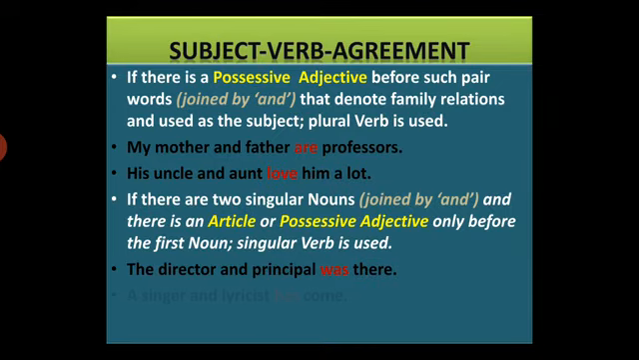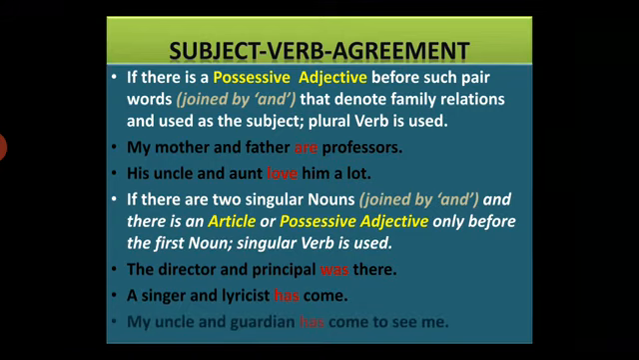See the next sentence also. A singer and lyricist has come. In this sentence, the article a has been used only before the first noun, singer, and there is nothing before the second noun, which is lyricist. It means the same person is a singer as well as a lyricist. That's why a singular verb has been used here. In the very same way, the third sentence also: My uncle and guardian has come to see me.